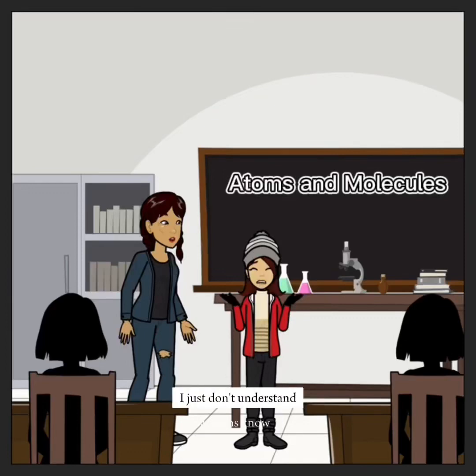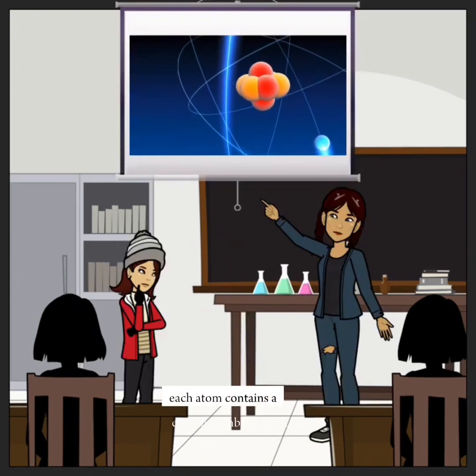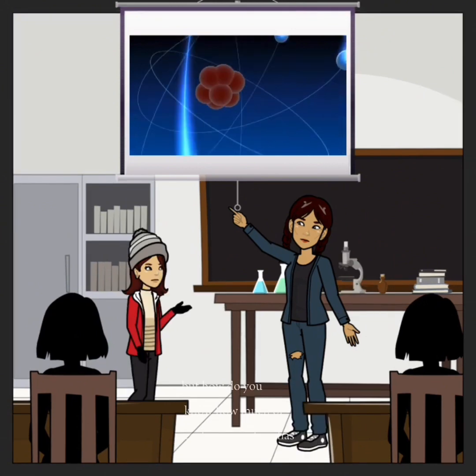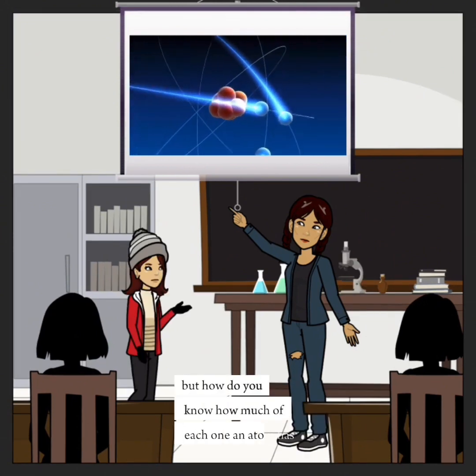I just don't understand how atoms know whether to form covalent bonds or ionic bonds. I remember it had something to do with valence shells or valence electrons. Remember how each atom contains a certain number of protons, neutrons, and electrons. But how do you know how much of each one an atom has?